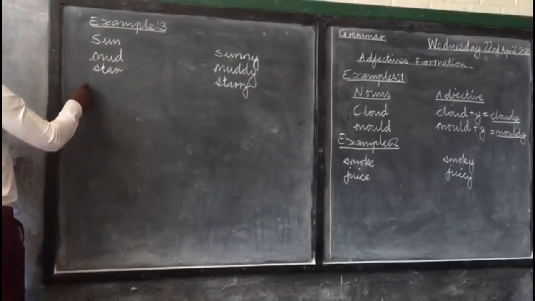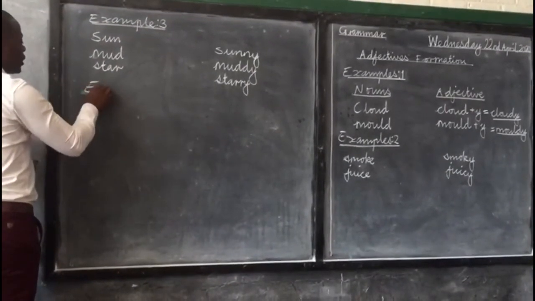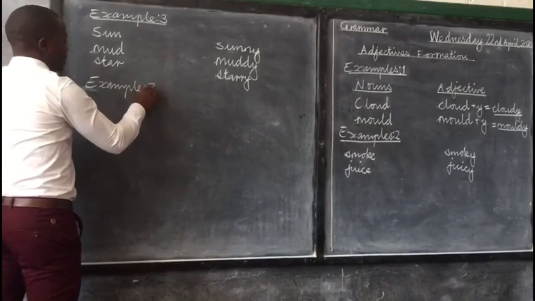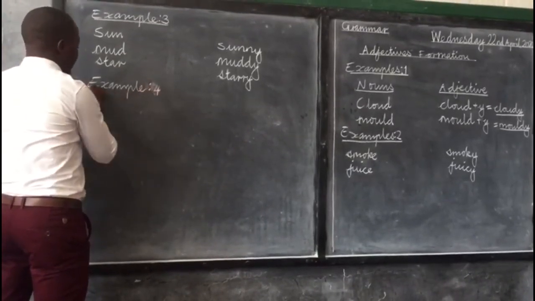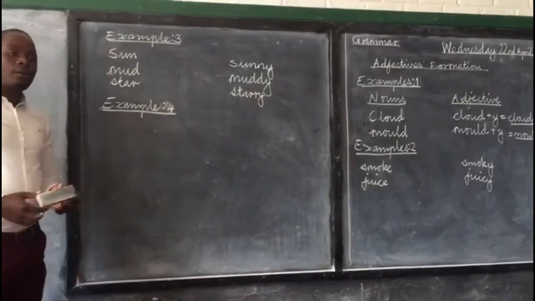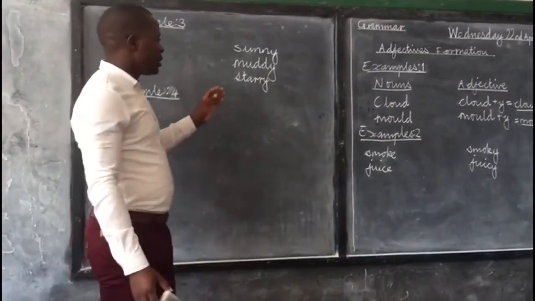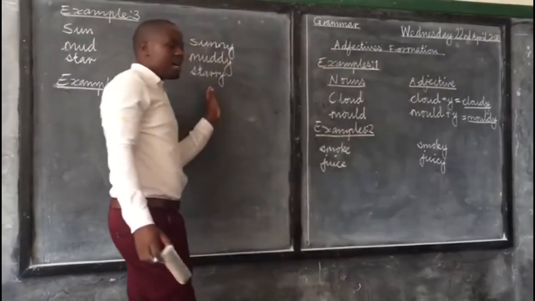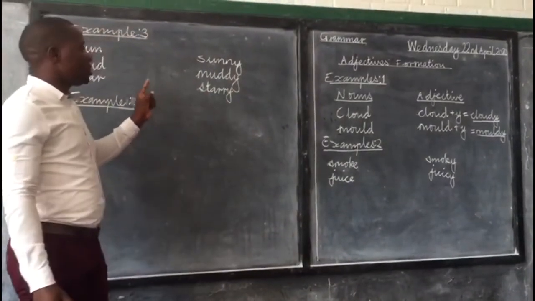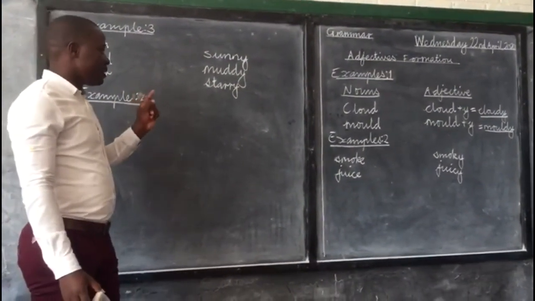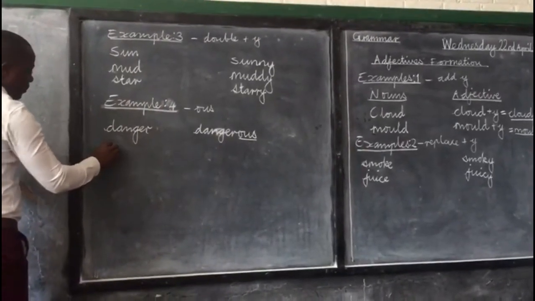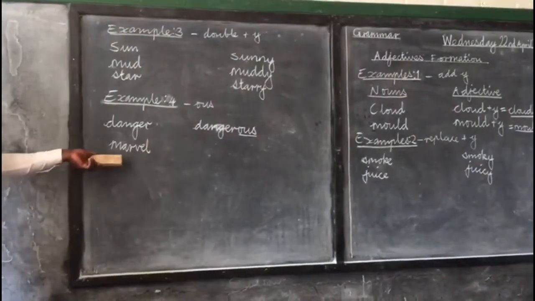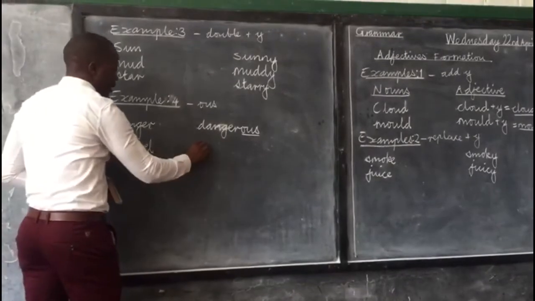Let's look at the last example, of how we can form adjectives using nouns. Let's look at example number 4. Now, example number 4 does not use the letter Y at the end of the word like we have done for example number 1, 2, and number 3. This one does not use the letter Y, but instead, such as the word marvel. This one can be changed to the word marvelous.